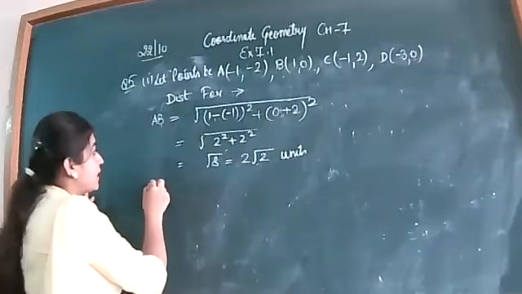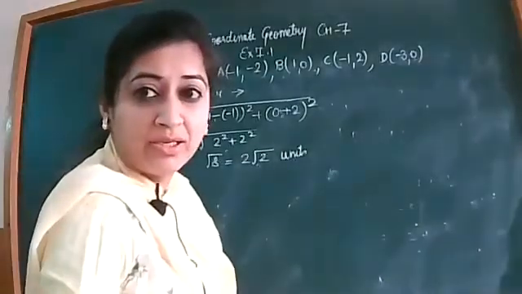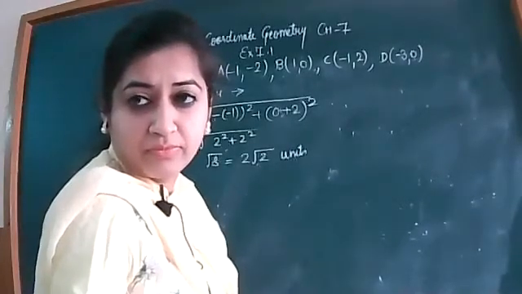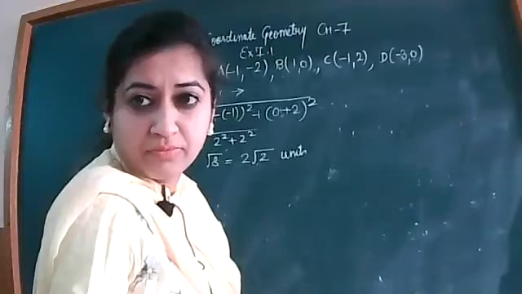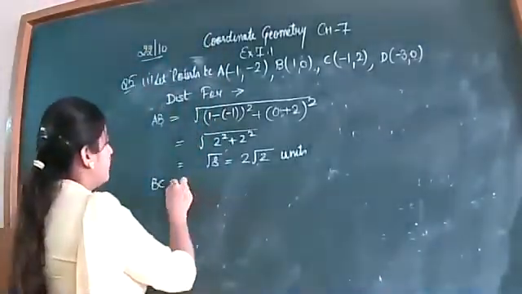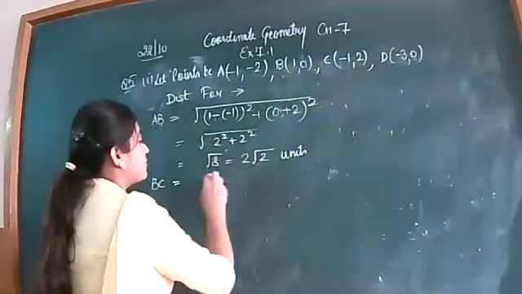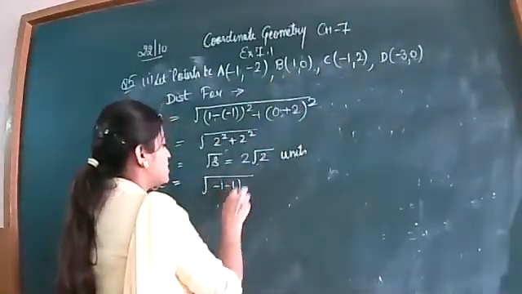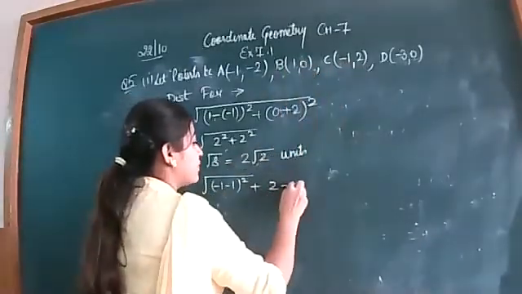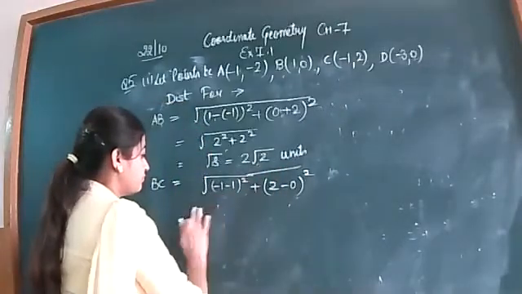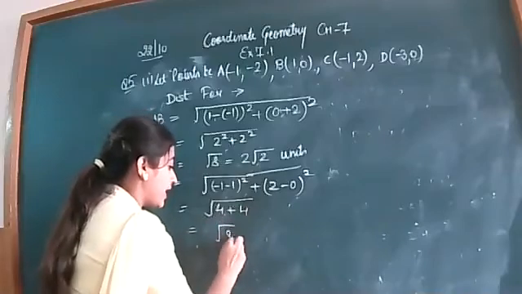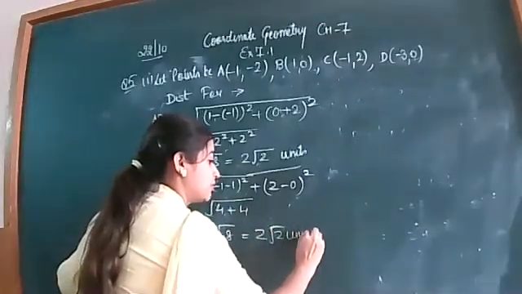Now, after AB, what will come? BC. After this, you have to find BC. The length of BC will be given by again the same formula, minus 1 whole square. This is your x2 minus x1. Again y2 minus y1 whole square will give you minus 2 square is 4. 2 square is again 4. This will give you under root 8, that is again 2 root 2 units.